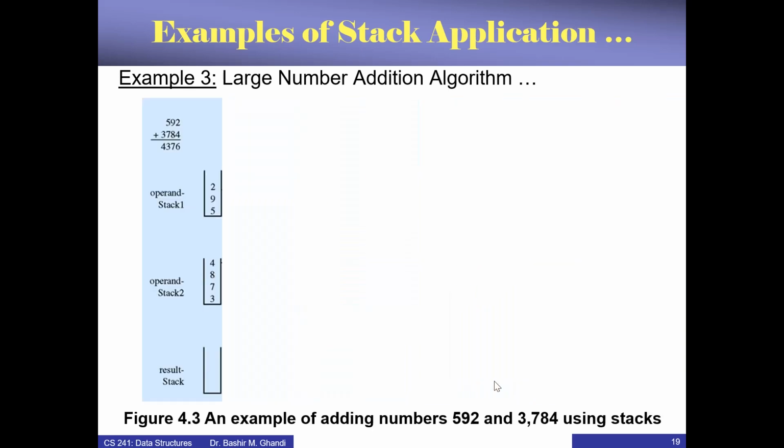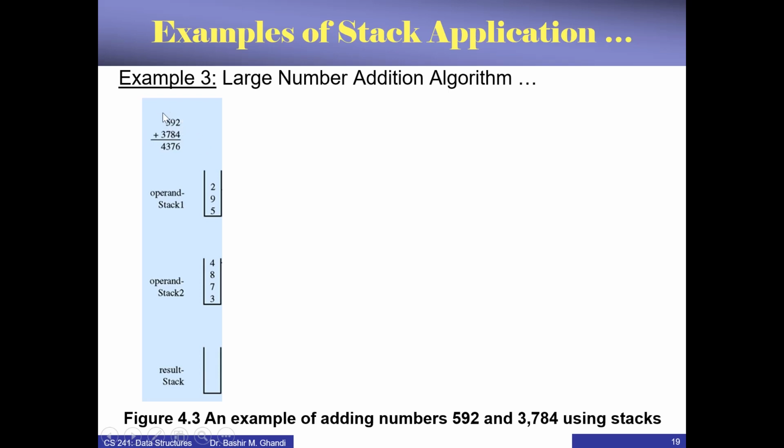To make this example clearer, we have a demonstration figure here from the book again. So although the example is supposed to show how to add large numbers, this example is going to use very small numbers just to show you how it works. So assuming we are trying to add the number 592 plus 3784. Okay, these are the 2 numbers we wish to add.